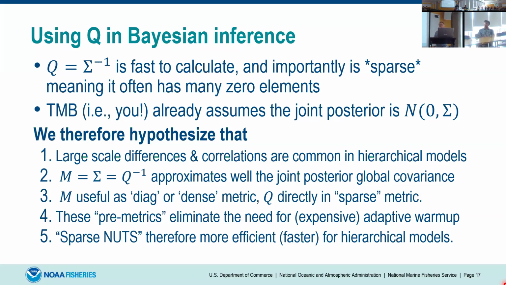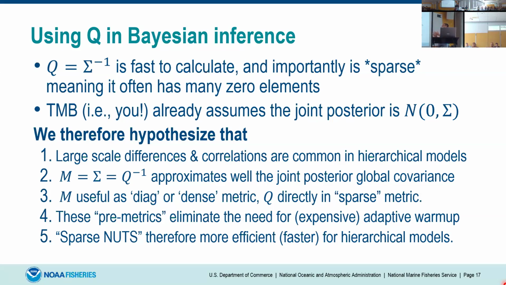So TMB, that is, if you've run a TMB model and used output from TMB, you are assuming that your model, the joint model, the fixed and random effects, has a normal distribution centered on, well, not zero, that should be the MLE, the joint mode, and sigma is the covariance. That's what you assume when you show people output from a TMB model.